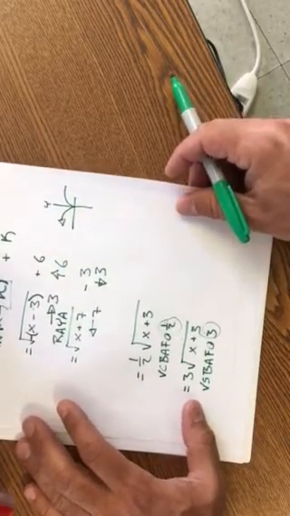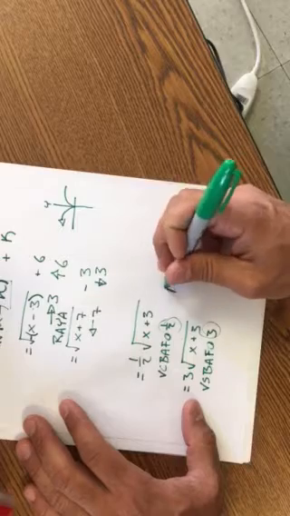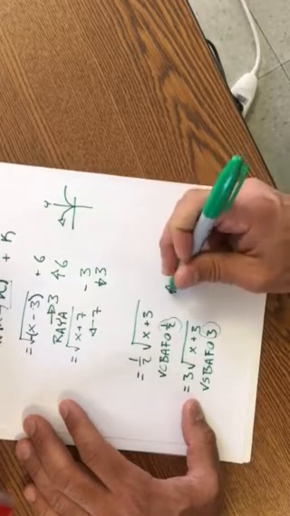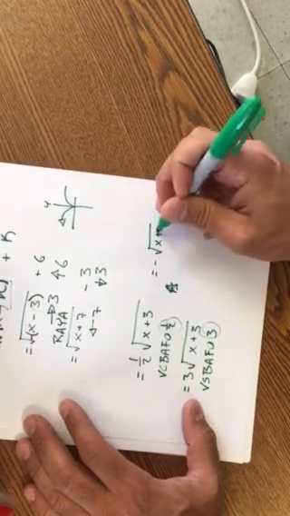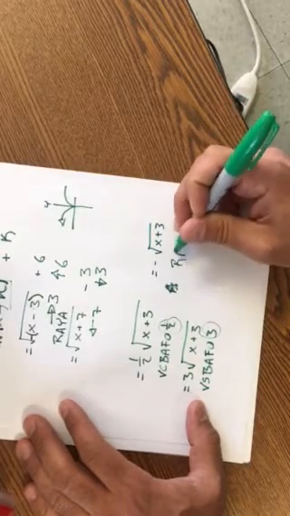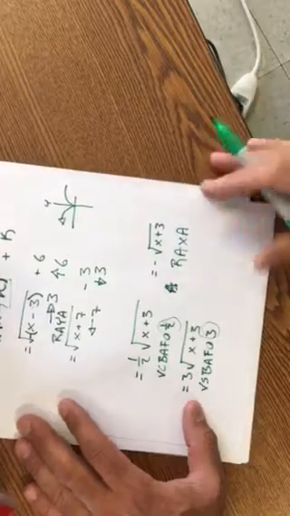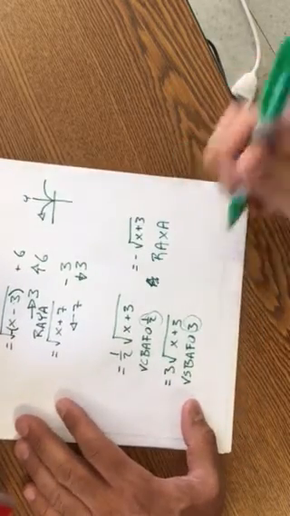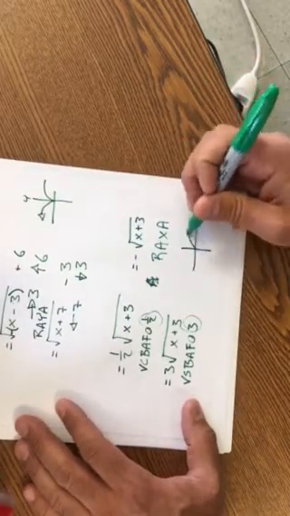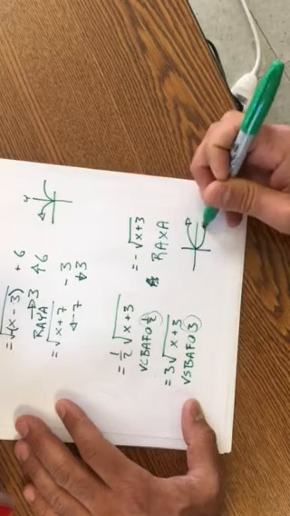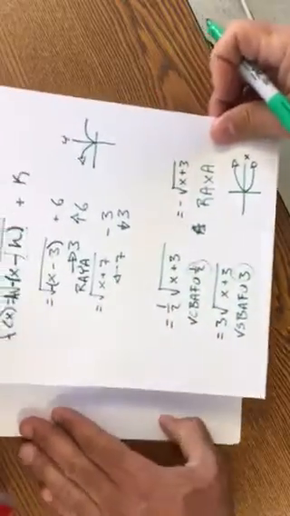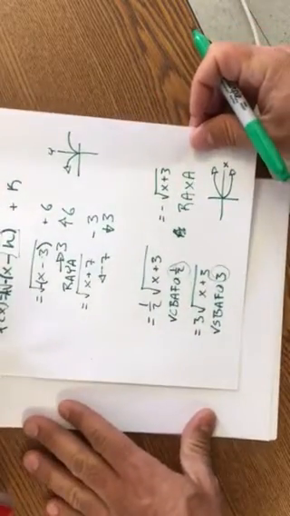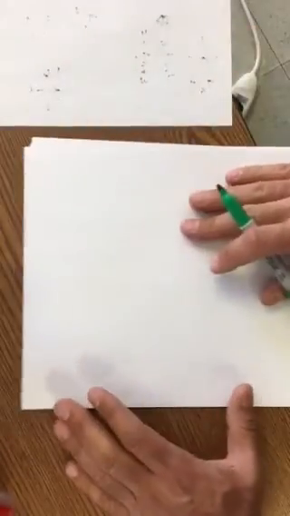What else? If A is negative, so it tells me negative square root of x, that's going to reflect me across the x-axis. So what that means is, instead of going like this, I'm going to go like this, reflecting across the x-axis. Okay, so we're going to write the changes, but we're also gonna do some graphing.